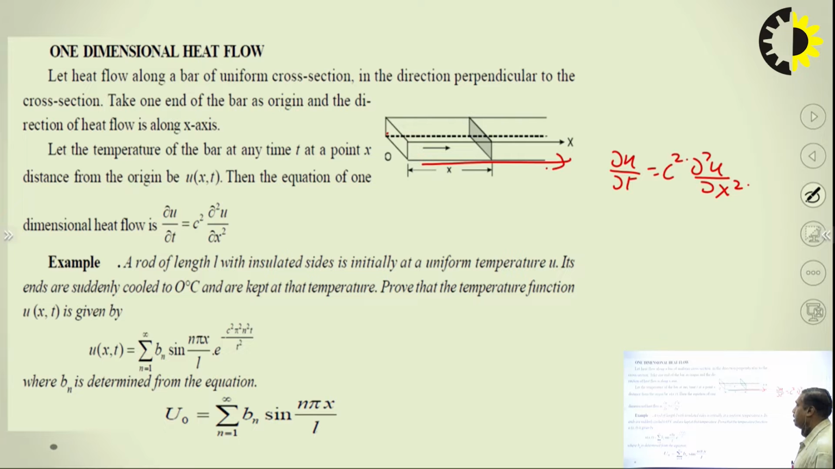Now let us take the example. If we suddenly cool the ends to 0 degree centigrade with an insulated side, then the uniform temperature at the ends is cooled to 0 degree centigrade. Therefore, the solution of the equation is given by C1 cos px plus C2 sin px, times C3 e raised to the power minus c square p square t. That is the appropriate solution.